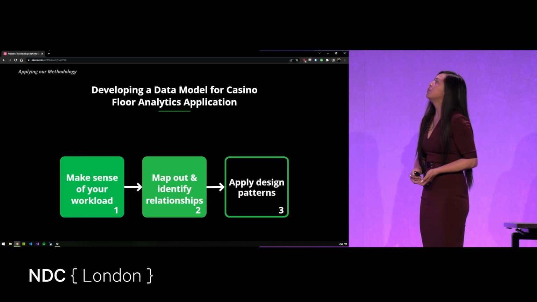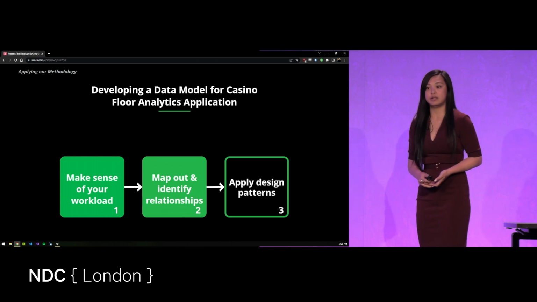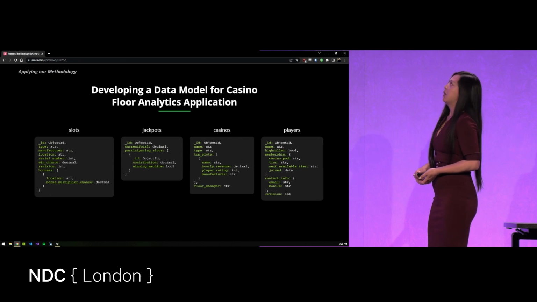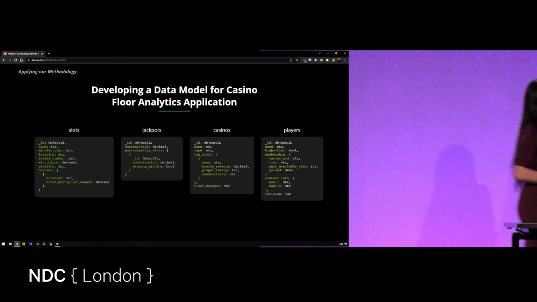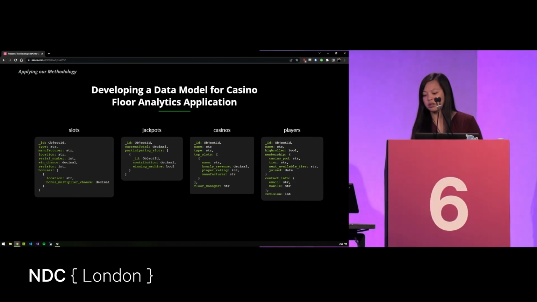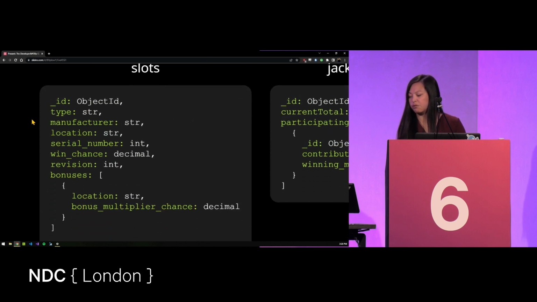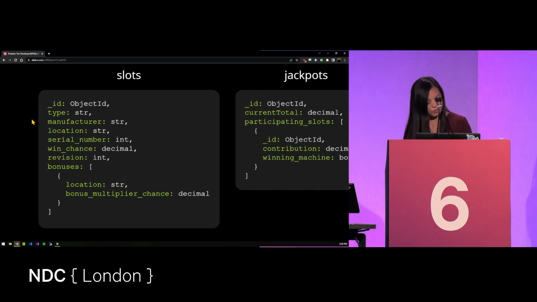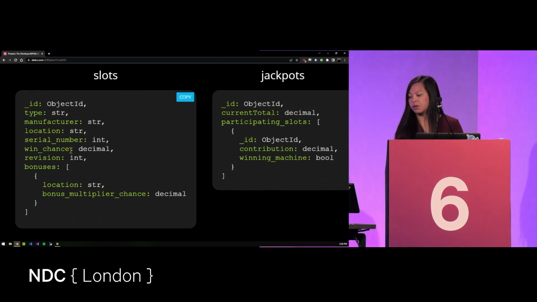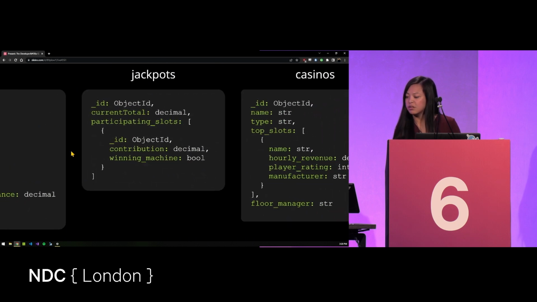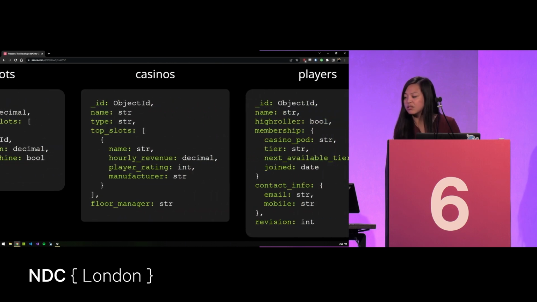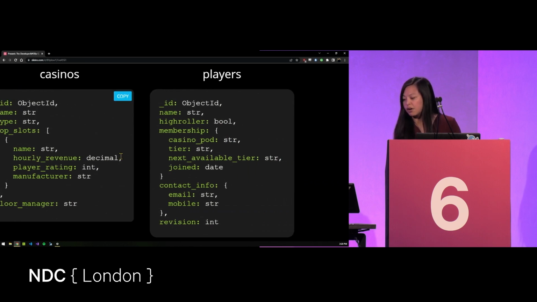And finally, we will be applying a few design patterns to our particular data model. And what our data model could look like is something like this. I'm going to zoom in because I know it's a little hard to read. Out of the entities that we have, we find that we have a slot entity that we need to keep track of some data for, like the manufacturer, the location, serial number, etc. We have the jackpots, we have casinos, and we have our players. And these are the most key entities that we need for our particular application.